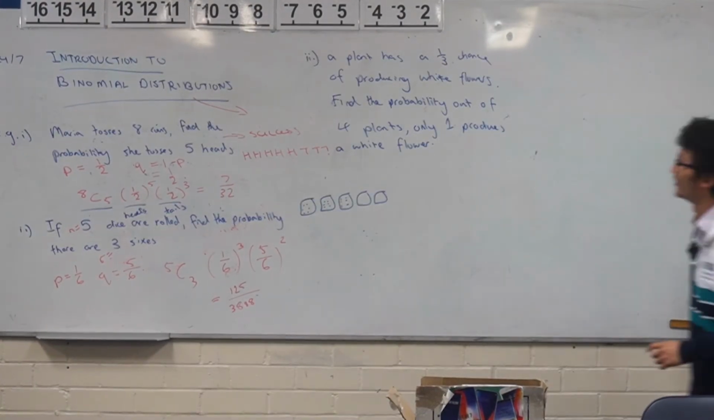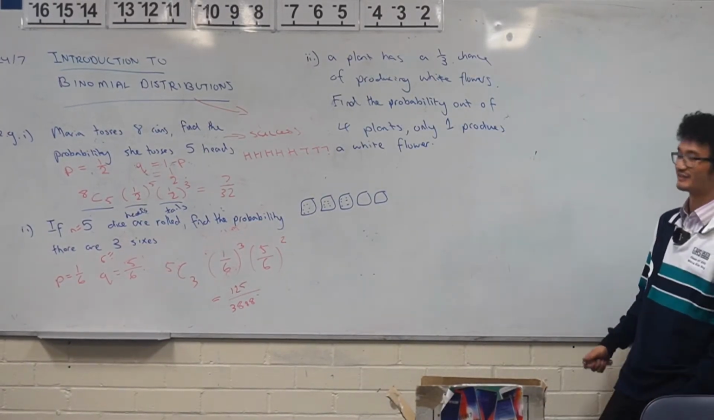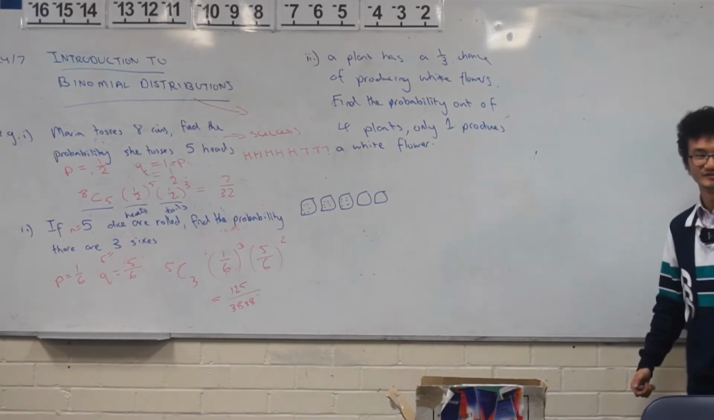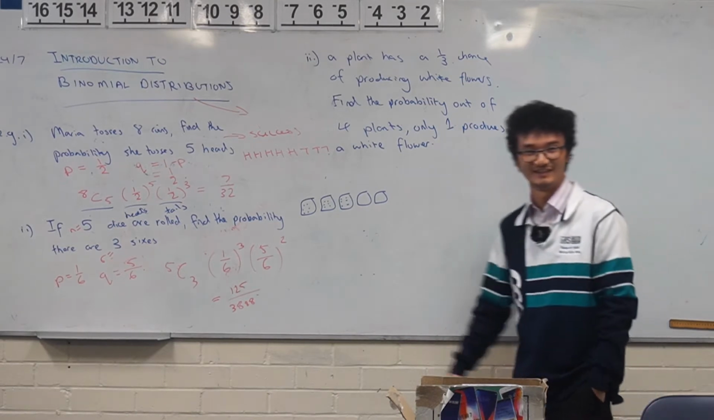Joel, how are you going for part three? Any plants that give white flowers? Pea blossoms. Cool.